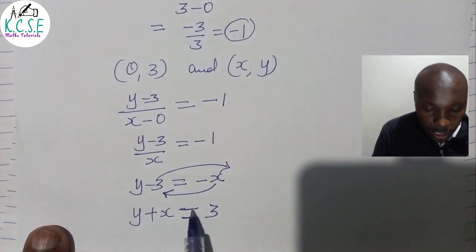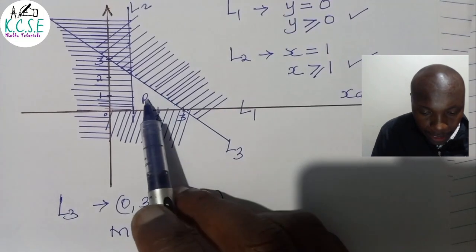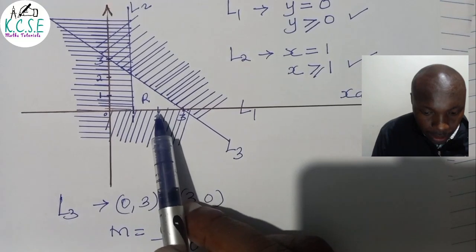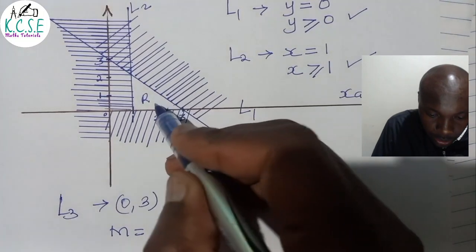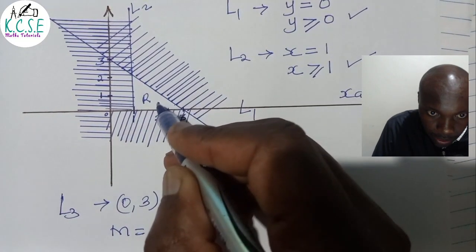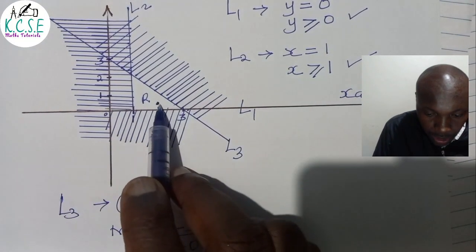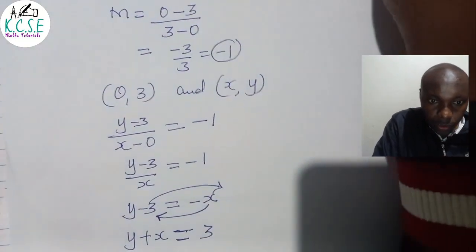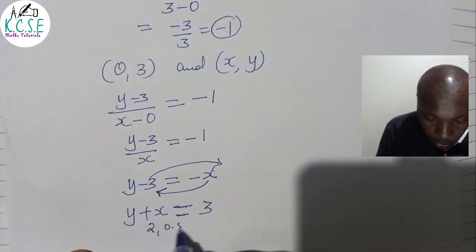Now you need to know which inequality sign you're going to insert here. You just need to pick a point that is in the required region, and I can pick a point like (2, 0.5). Let's say it will be there. Let me pick that point, (2, 0.5), that is in the required region.